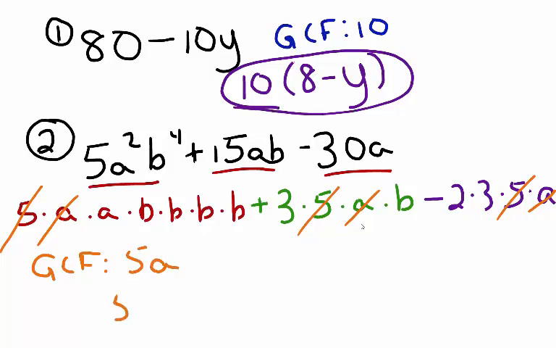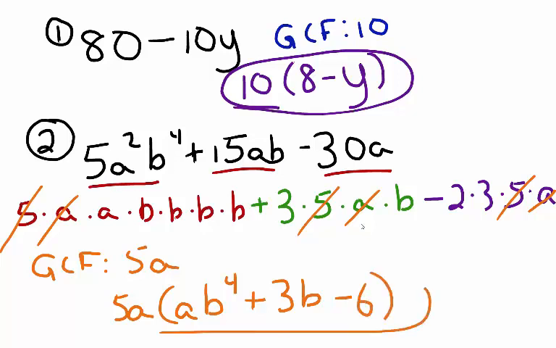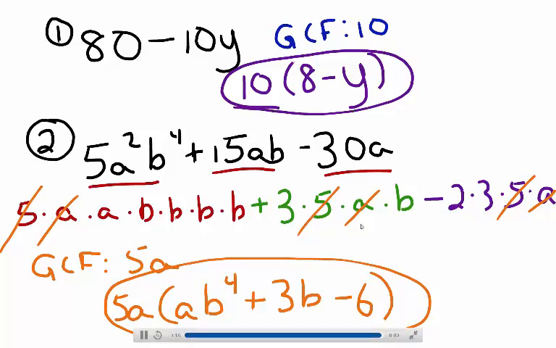So I'll divide, or factor, 5a out of my polynomial expression, and I'm left with a b to the 4th plus 3b minus 6. So now we found the greatest common factor for each of our polynomials, simplified them, and we're finished. I hope you've enjoyed the video.